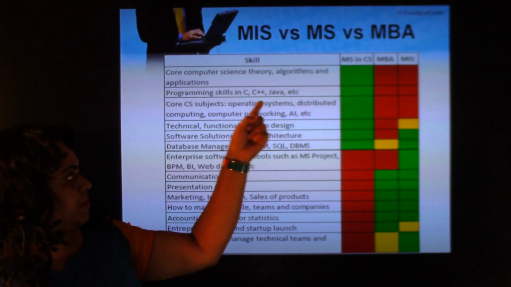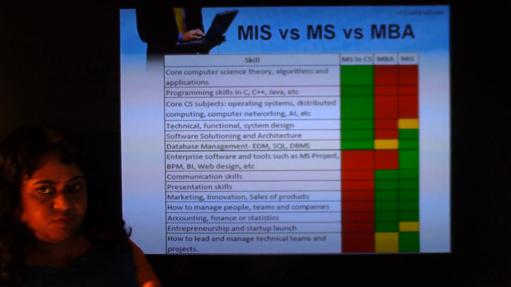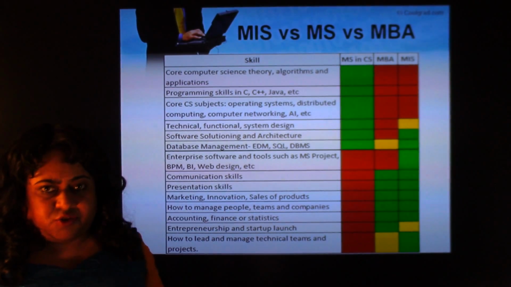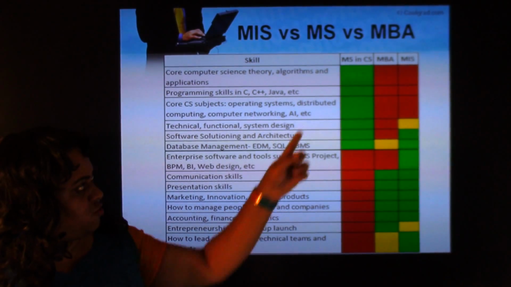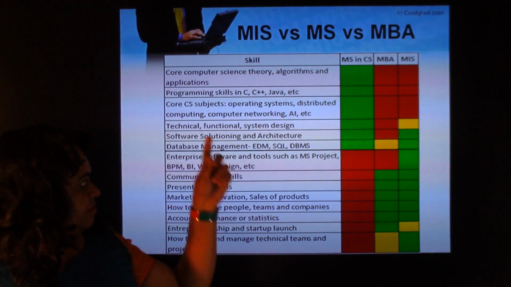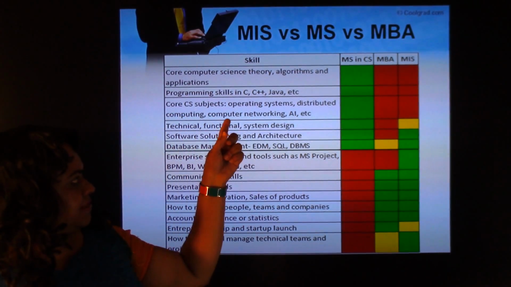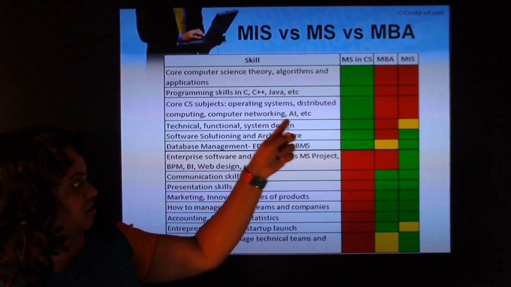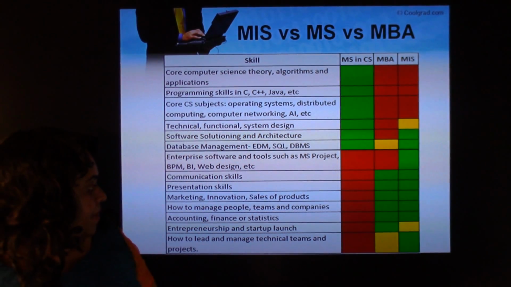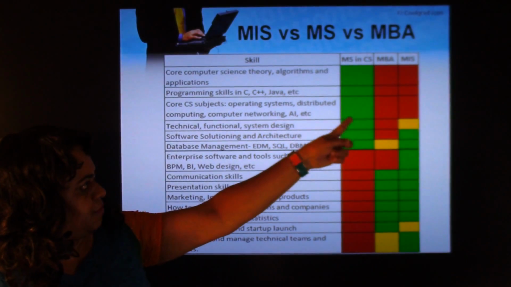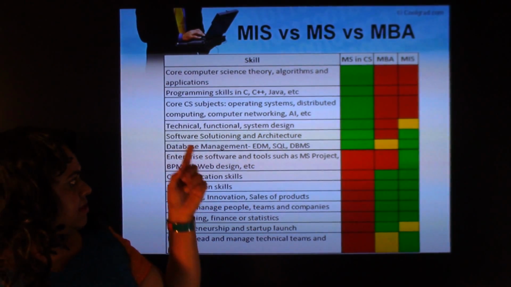Programming skills: C, C++, Java, .NET. Want to learn programming and improve your programming skills, parallel programming, distributed programming, all these things? Then you should probably do an MS in computer science and not an MBA or MIS. Core computer science subjects like operating systems, distributed computing, computer networking, artificial intelligence, compiler design, all these things, if you want to learn, then you should do MS in computer science and not MBA or MIS.